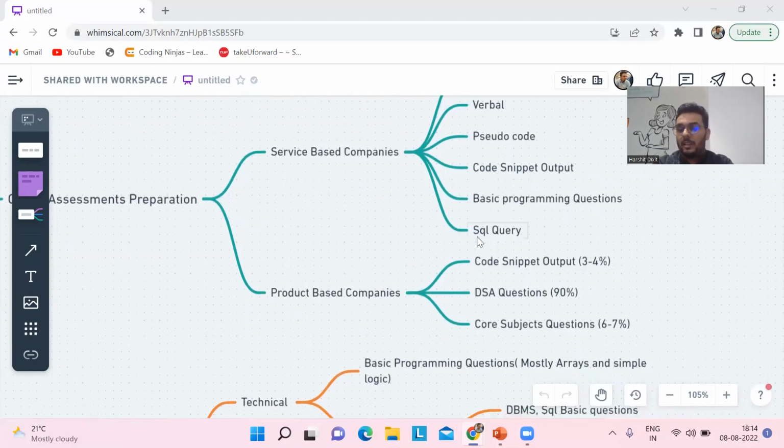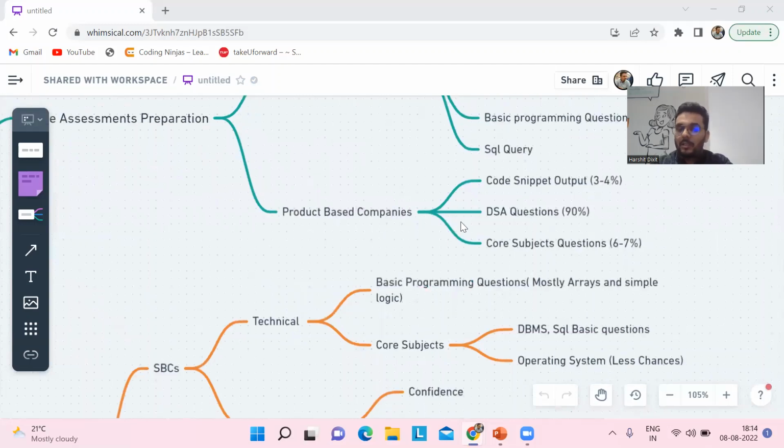And then there can be questions about SQL queries. Again, it's a very simple question. I'll give you 5 to 10 SQL query questions, and only those kinds of questions are asked in the interviews and in the online assessment tests also.